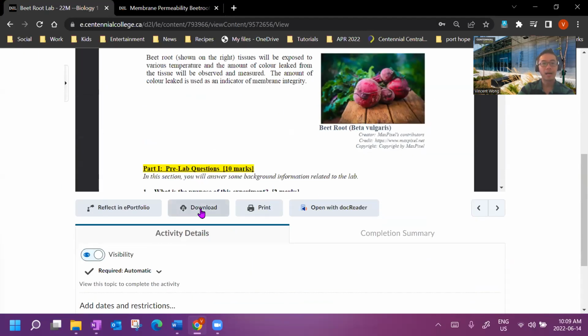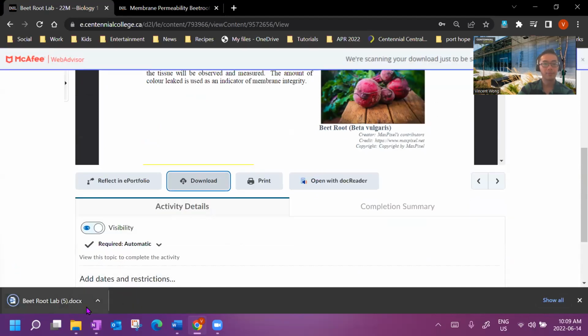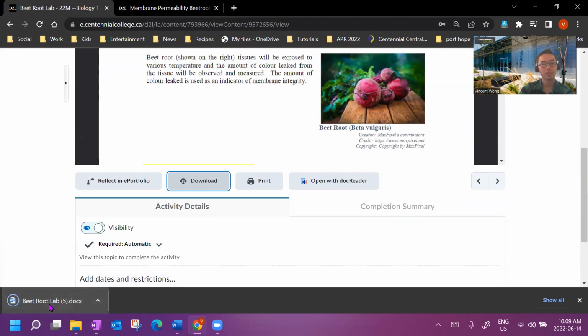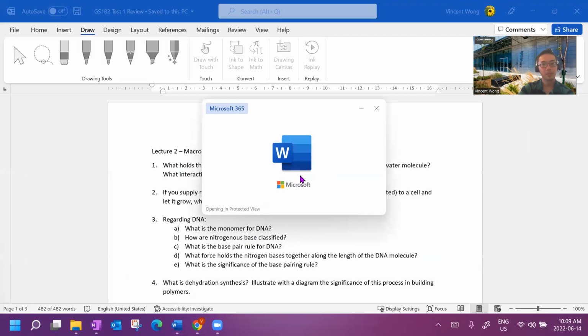Okay, you want to click the download button. I'm gonna do that, and then it will show up in your computer. Okay, so I'm gonna open that, and hopefully it's coming. There it is.